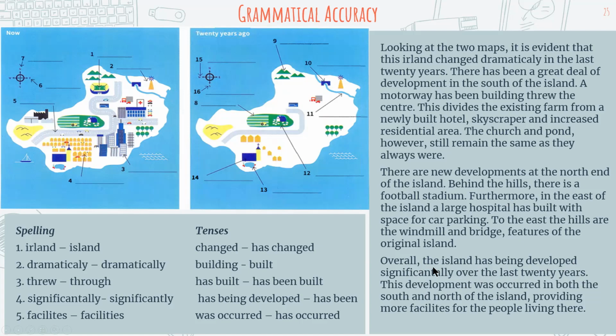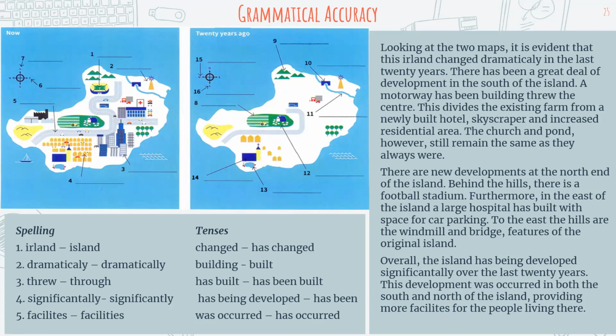And the overall the island has been developed. No, has been developed, not has being developed. It says has being developed. No, it's a mistake. It's a grammatical mistake. It should say has been developed significantly over the last 20 years. This development was occurred. No, has occurred in both the south and the north of the island, providing more facilities for the people living there. For its inhabitants, it could be better.